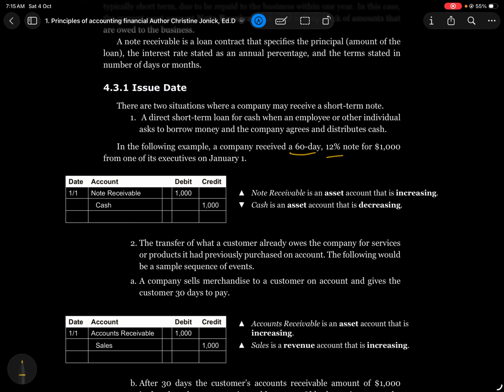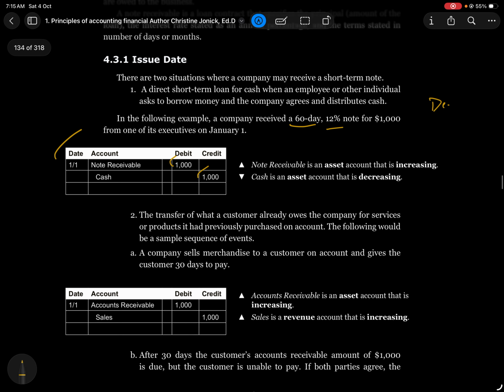First we would record it as a receivable, right? So in our books, what would happen? Suppose we are the giver of that note receivable, we will debit note receivable, credit cash, right?